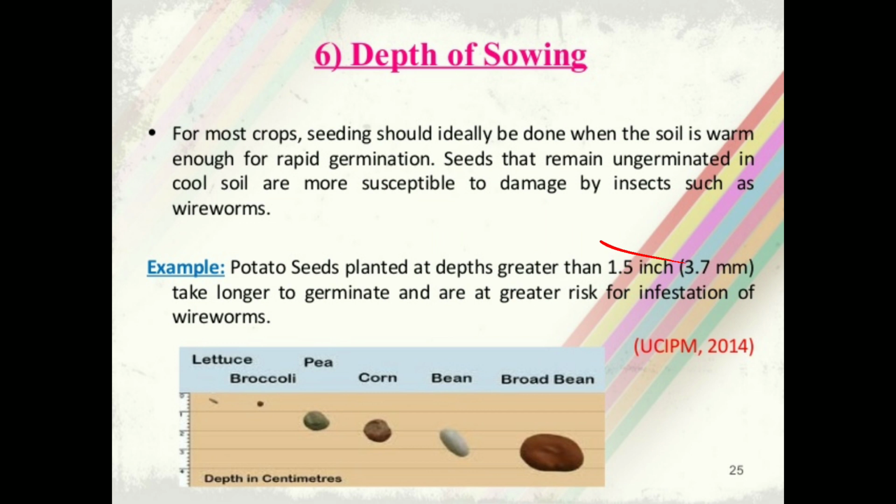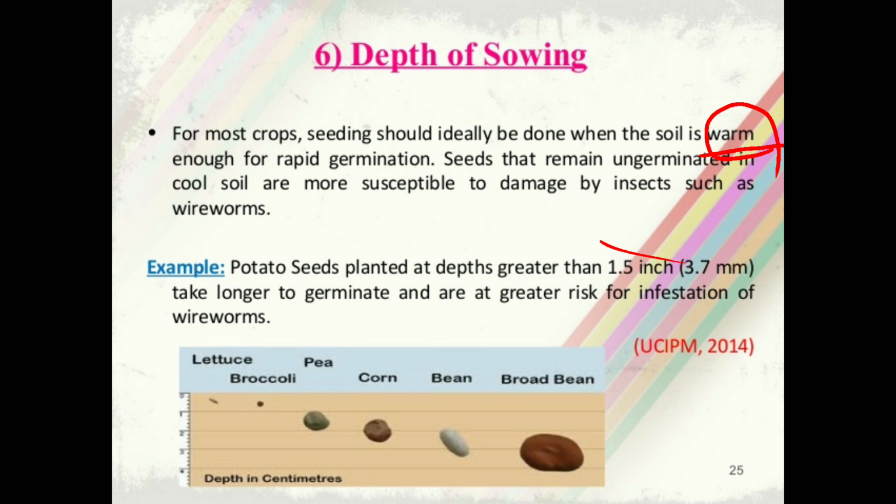Next, the depth of sowing. As we know, depending on the size of seeds, we have to use a suitable depth. Soil conditions also matter for the depth of sowing. For example, if you sow in warm soil, it enhances the seed germination.